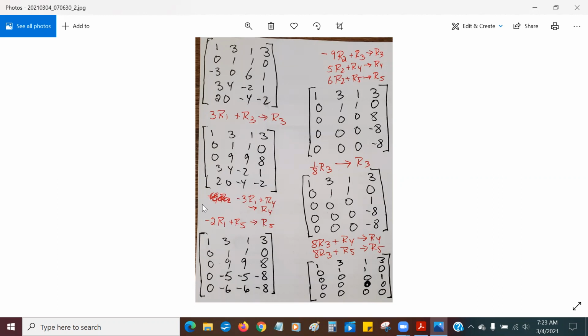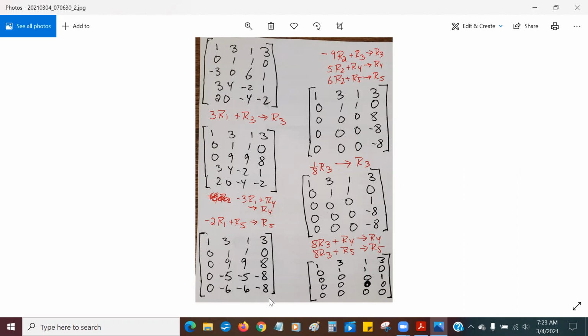You just got to be careful that it doesn't mess you up. But in this case, these are all independent of each other. Anyway, now what's happening, I got all zeros down here. So the third row is 0, 9, 9, 8, -5, -5, -8, and the bottom row is -6, -6, -8.